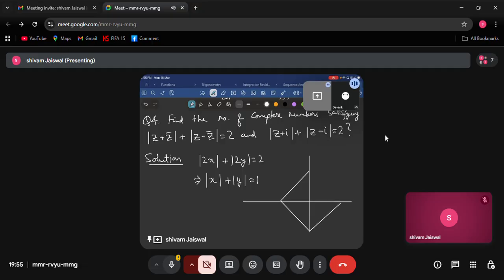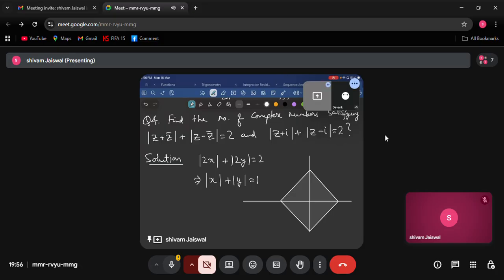It will represent a square. Okay, this is how it will represent a square. Next, what else? What else, everyone? Okay, so this is the locus. It will represent a square.